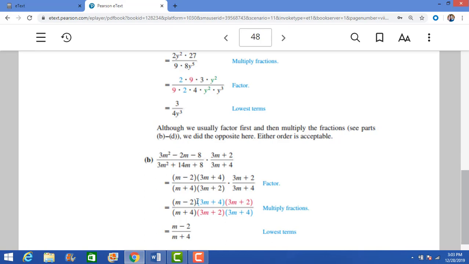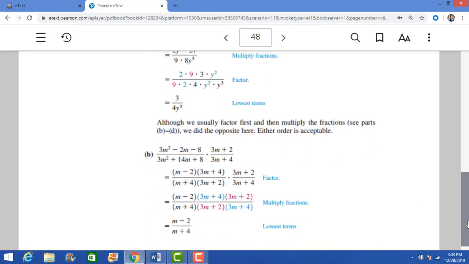Now we're going to multiply across, and we get this here, and now we look at the common factors. This and this are the same. This factor and this factor are the same, so these will cancel out, and we end up with m minus 2 divided by m plus 4.